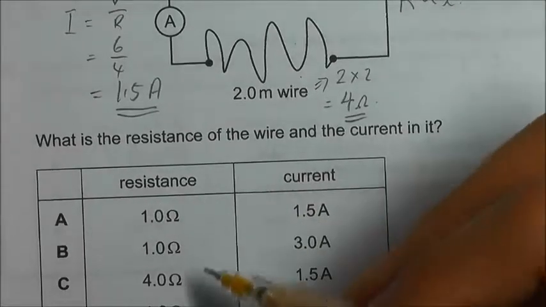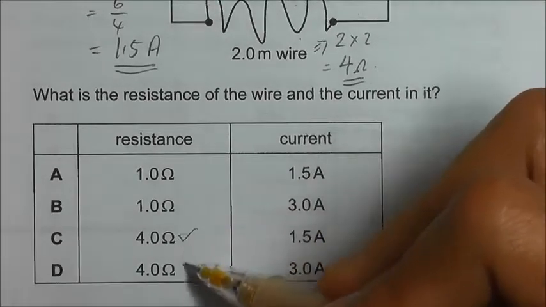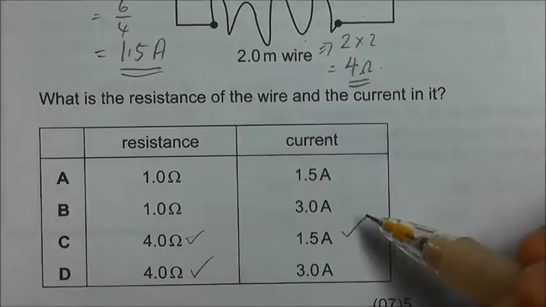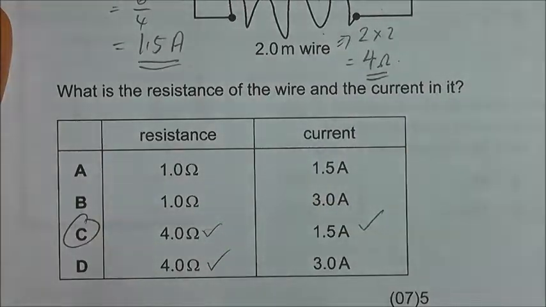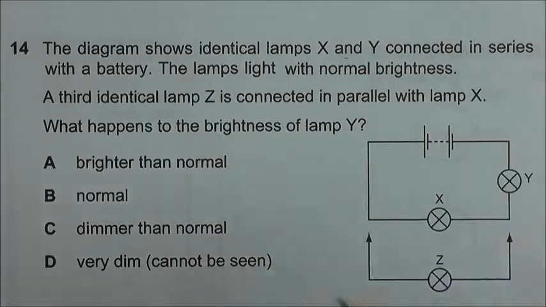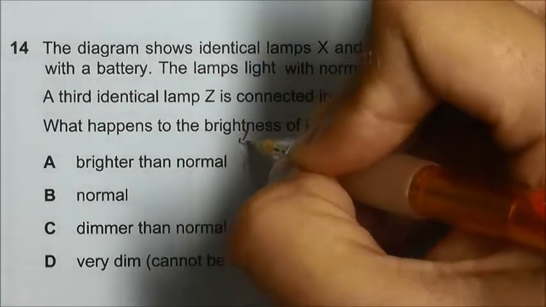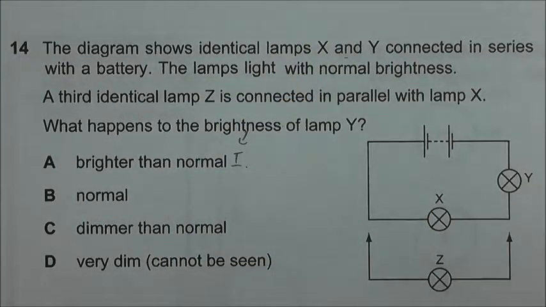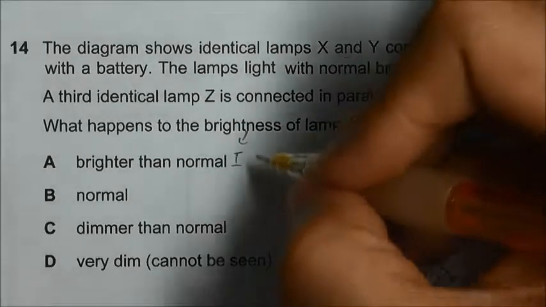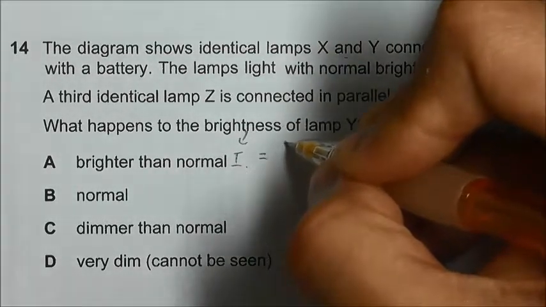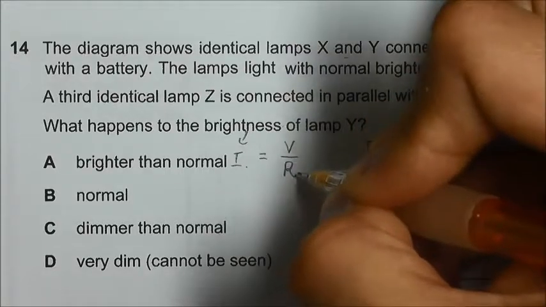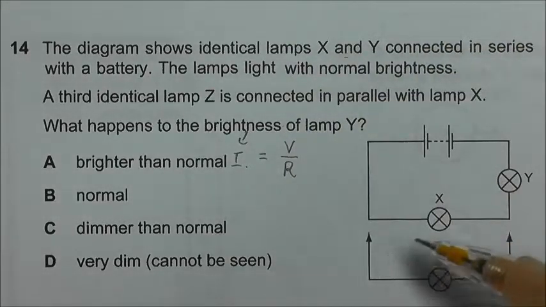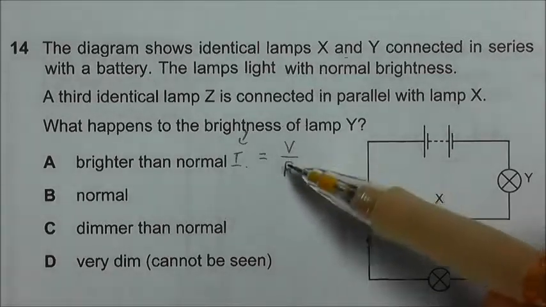Okay, now let's look at the options. The resistance should be 4 ohm and the current should be 1.5. Answer C. Okay, in order to check the brightness of lamp Y, we have to look at the current, because the current determines the brightness. The higher the current, the brighter the lamp. And the current is dependent on the resistance because it's equal to V over R.